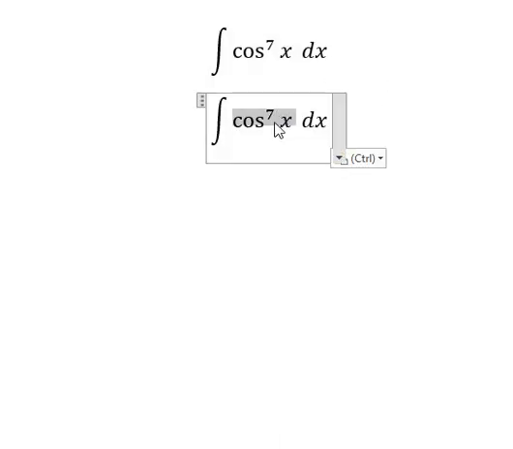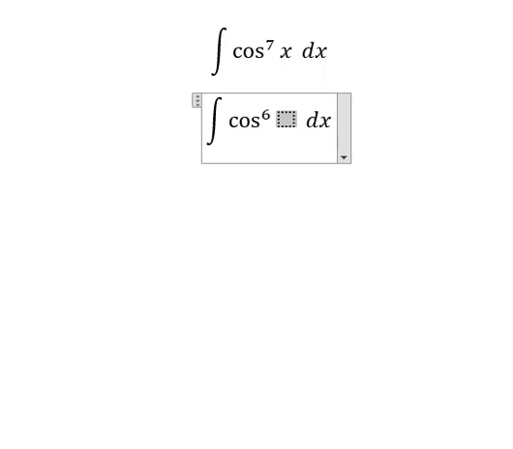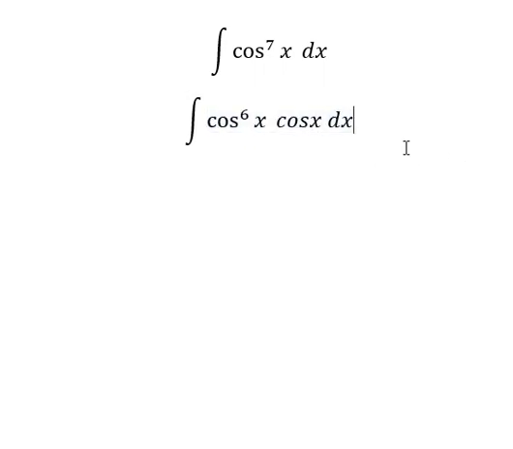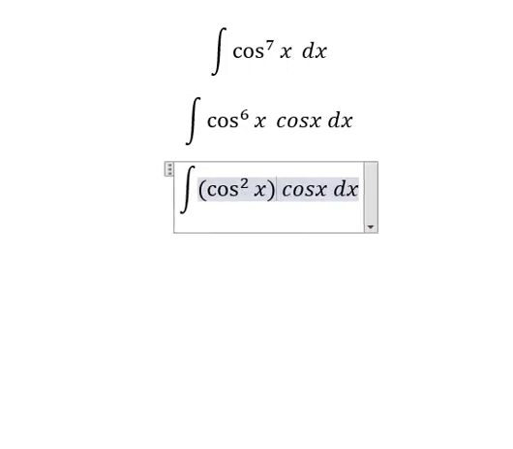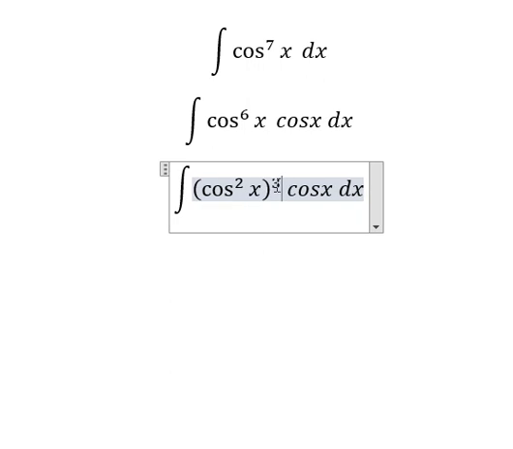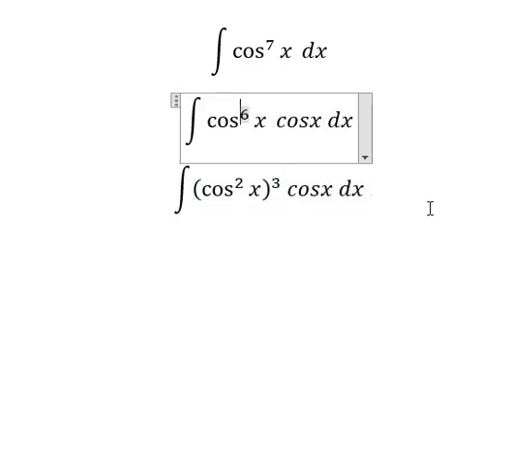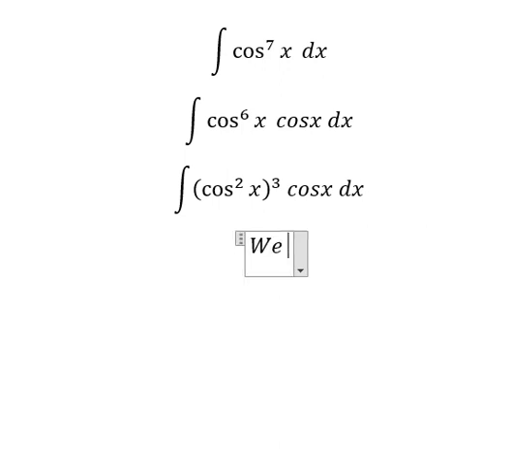This one we can put cosine x to the power of 6 and cosine x. This one we can put cosine x squared, everything to the power of 3, because number 3 multiplied by number 2, we have number 6. So we have the formula in here.